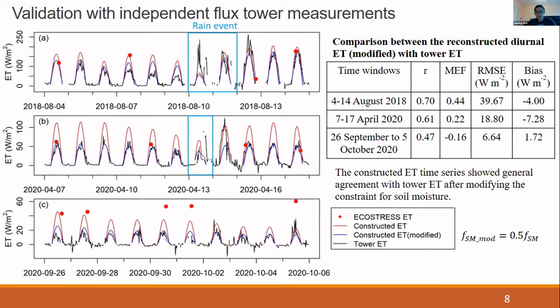That was mainly because ET is a flux variable that is highly dynamic during the diurnal course and may contain more measurement noise compared to LST. But you can still see that our constructed ET can greatly capture the ET surge after the rain events.